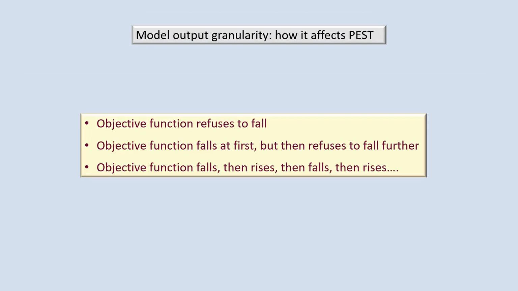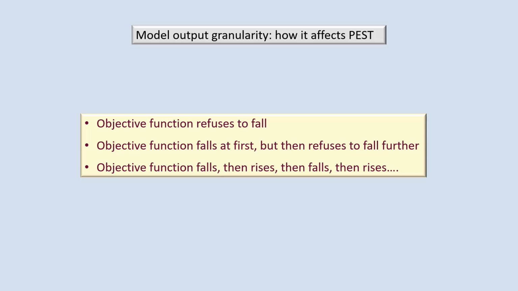So, if we do have a discontinuous relationship between model outputs and parameters, and if the discontinuities are too bad, either because of poor model design or because of other aspects of the model which we've already discussed, then PEST will not perform as well as it should. And when I say it won't perform as well as it should, I mean that the objective function won't fall as much as we think it should. We won't get as good a fit between model outputs and field data.